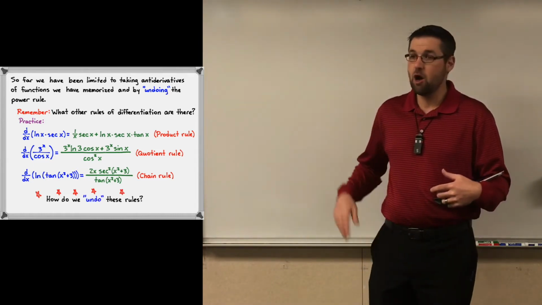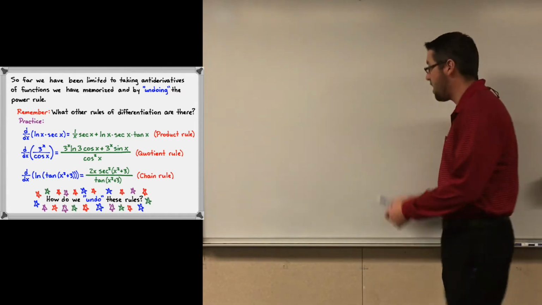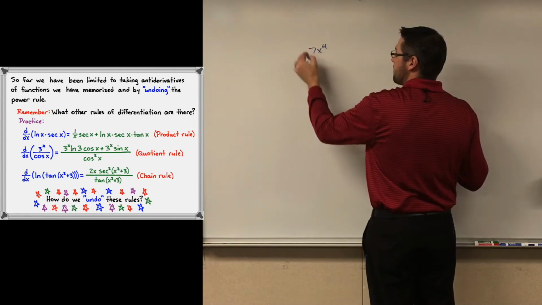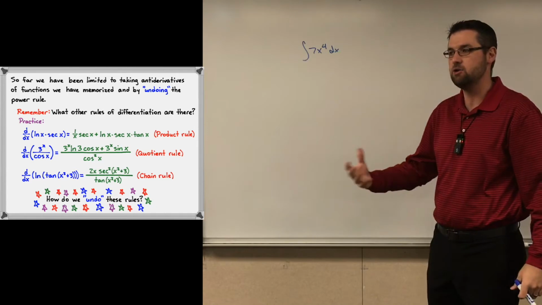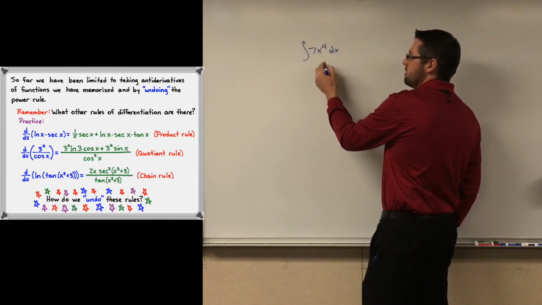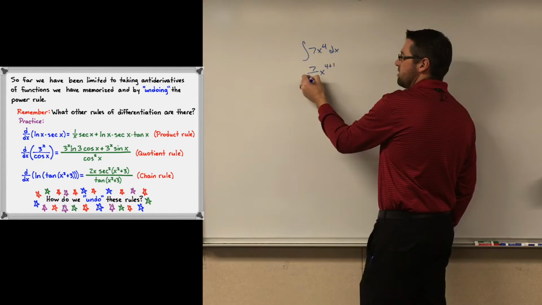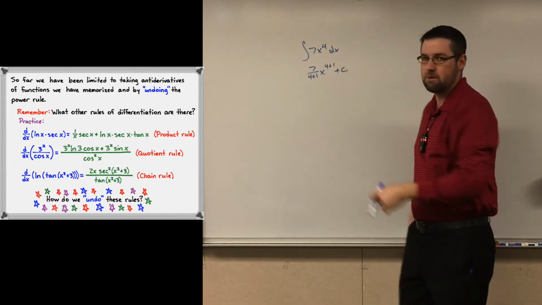How do we undo these? So we know how to undo the power rule. Undoing the power rule, if I say 7x to the fourth, and I want to take the integral of that, or the antiderivative of that, what do I do to undo the power rule? You add 1 to the exponent, so we'd say 4 plus 1, and then what do we do with the 7? Divide it by the new exponent, right? And then plus c. So that's how we undo the power rule.